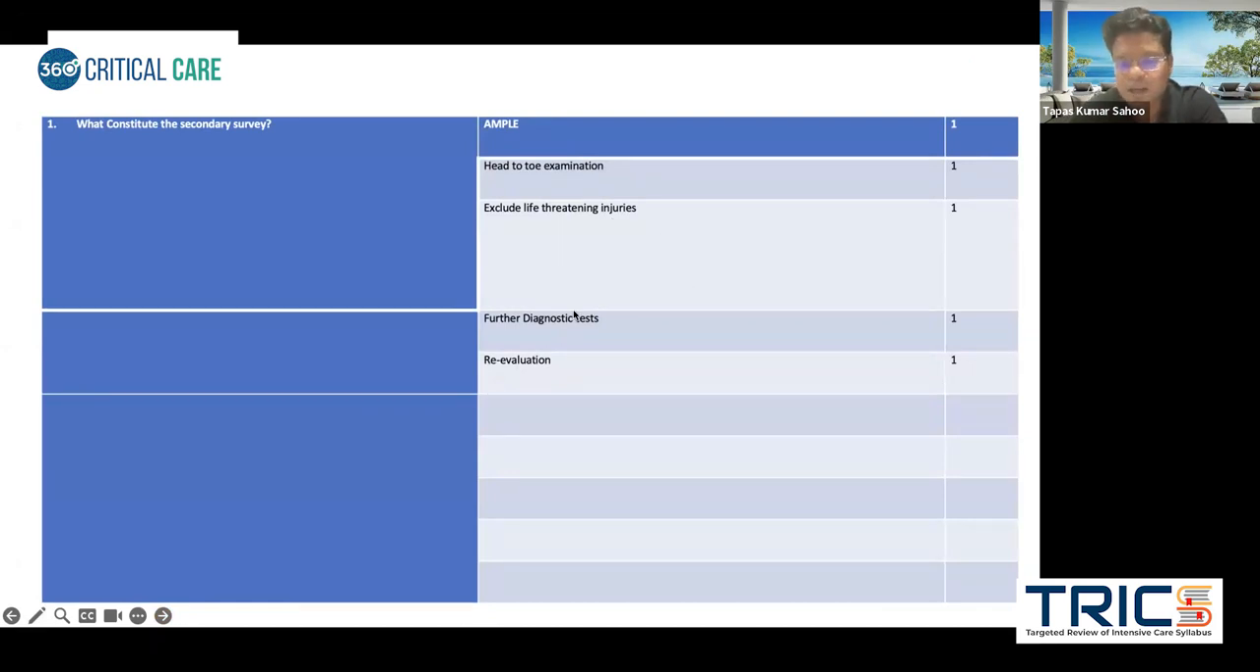Then some further diagnostic tests, apart from the basic test we have answered in the first, like the slide, and you have to again reevaluate, so that you continue with the resuscitation and also exclude why the patient is not improving with your current management.